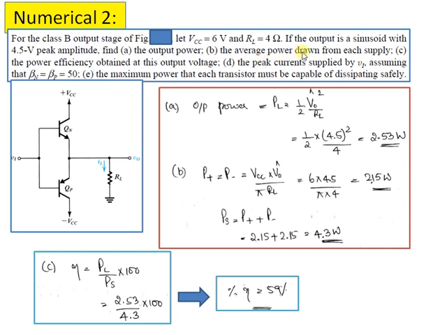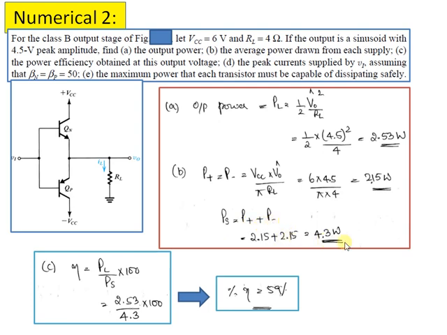Secondly, the power drawn from each of the supplies, that is average power. So PS plus equal to PS minus is equal to VCC into V out cap divided by pi into RL. So 6 into 4.5 divided by pi into 4 will give you a value of 2.15 watts. Now I need to compute the total power. So total power will be equal to PS plus PS minus, that is 4.3.